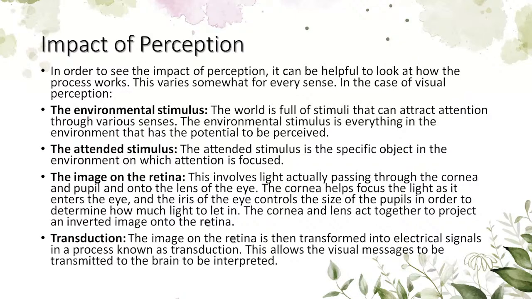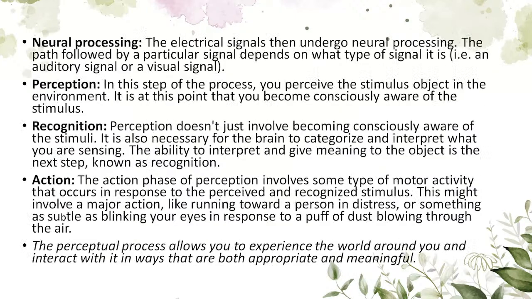Transduction. The image on the retina is then transformed into electrical signals in a process known as transduction. This allows the visual message to be transmitted to the brain to be interpreted. Neural processing. The electrical signals then undergo neural processing. The path followed by a particular signal depends on what type of signal it is, for example, an auditory signal or a visual signal. Perception. In this step of the process, you perceive the stimulus object in the environment. It is at this point that you become consciously aware of the stimulus.